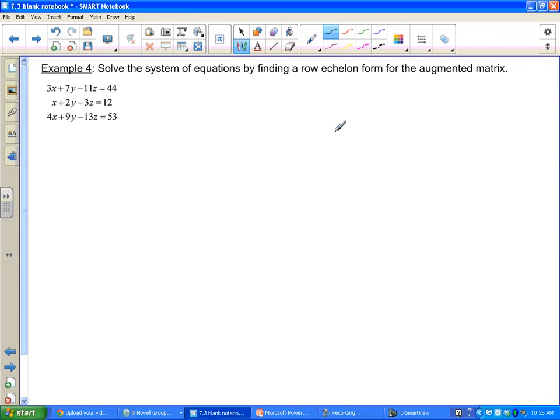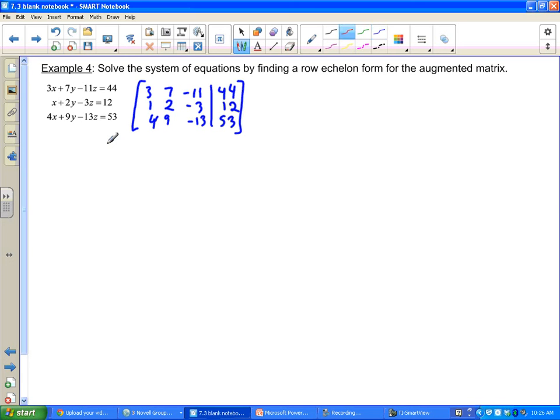Okay, we are going to solve the system of equations by finding a row echelon form for the augmented matrix. So this is a system that has three variables, three equations. Let's first start off by writing the augmented matrix. 3, 7, negative 11, 44, and 1, 2, negative 3, 12, 4, 9, negative 13, 53.